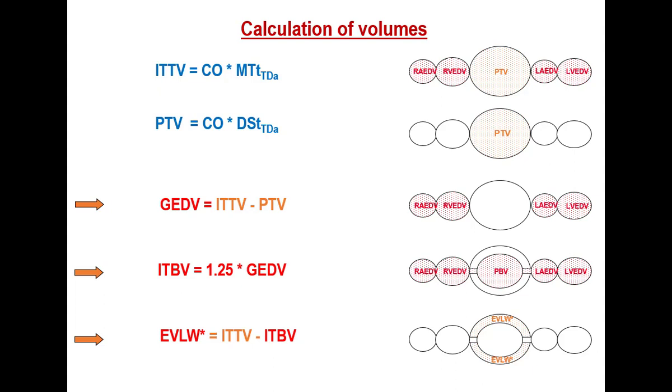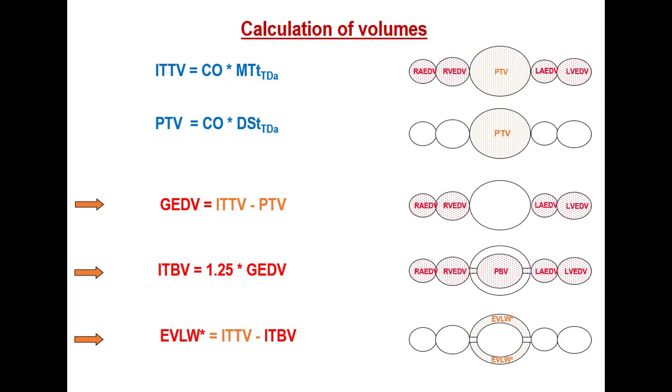So the cardiac output into the mean transit time will give you the intrathoracic thermal volume. The pulmonary thermal volume is the cardiac output into downslope time. So you have this entire component and you have this component. If you subtract these two, you are going to be seeing only what is there inside the heart, the right heart and the left heart. So that is the global end diastolic volume. That's the volume in the heart at the end of diastole.